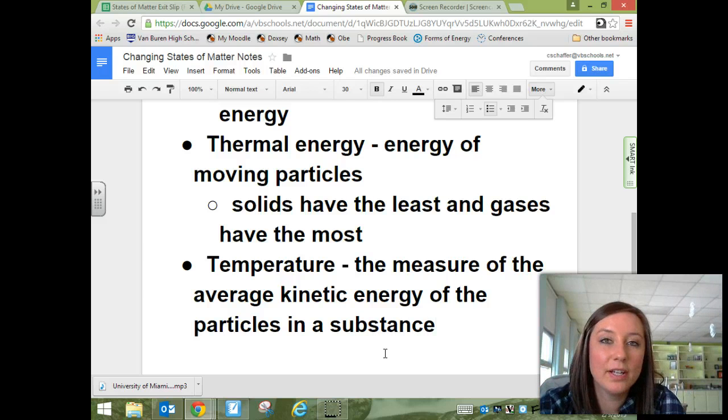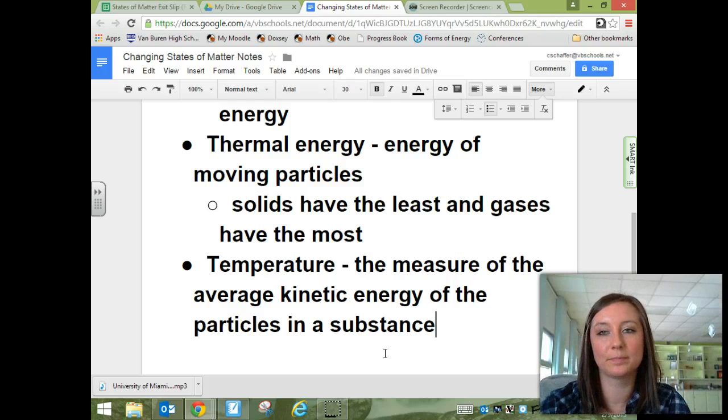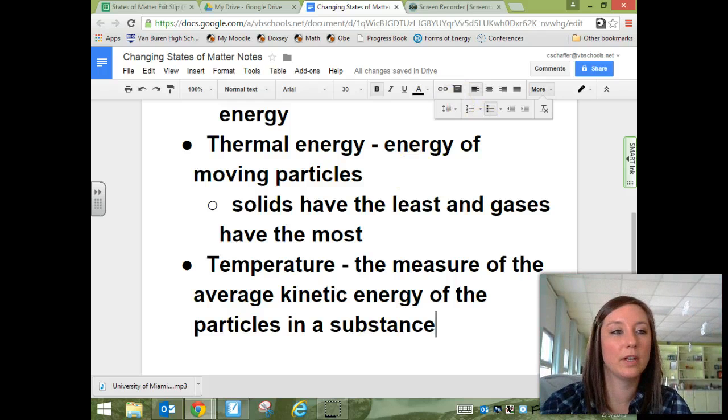Now, it says average, so I want you guys to realize that when we're in a gas, not all of the particles are speeding around at the exact same speed. Some are faster, some are slower, but this is what the majority of the particles, how much energy do they have. So if we look at this next little section that I have, I just want to give you an idea of how the particles can change when we heat them up or cool them down.